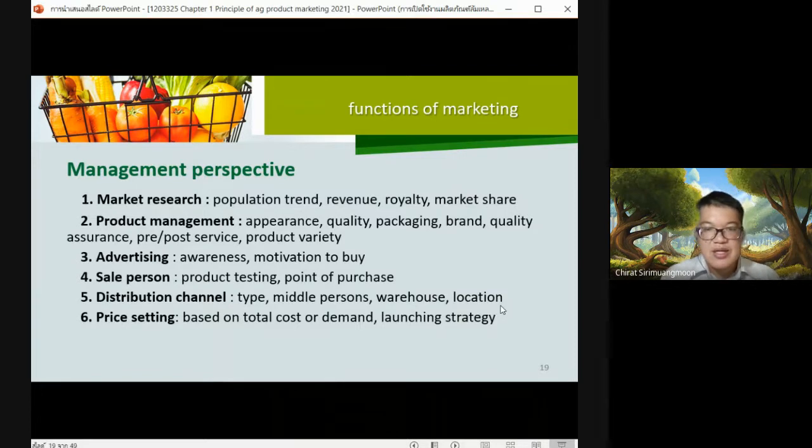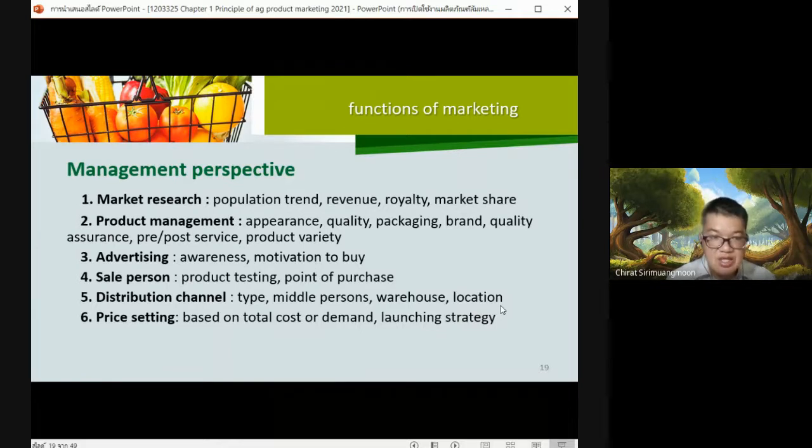Then, what are the functions of marketing in the agricultural system? The function of marketing in terms of management perspective is, first, marketing is used for market research. Marketing will let you know the trends of consumption, the revenue that they have right now, the status of the money that they have at this time, the royalty program, what product they like most or did not like, and the market share of your products.